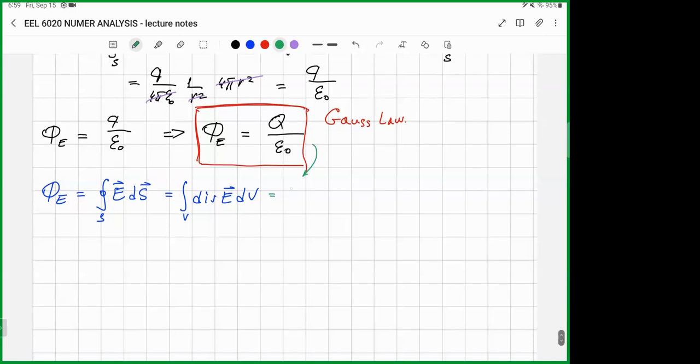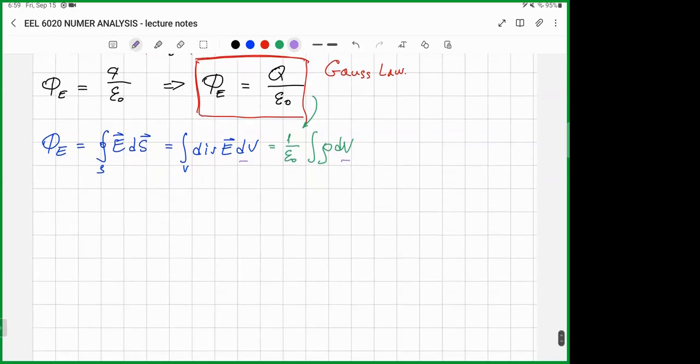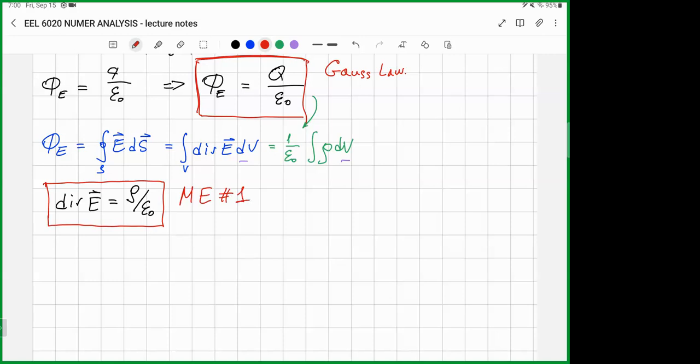It is equal to 1 over epsilon 0 Q, and Q, the total charge, is given by the integral of rho dV, right? The charge density function. Two integrals are equal, and the integration area is also the same. So we conclude that the divergence of electric field is equal to rho over epsilon zero. So this is the first Maxwell equation. Maxwell equation number one.